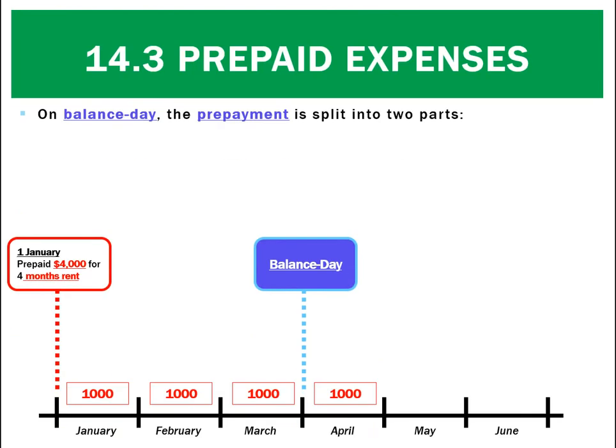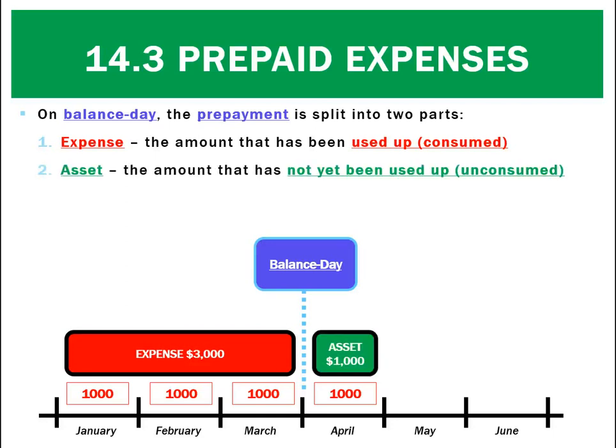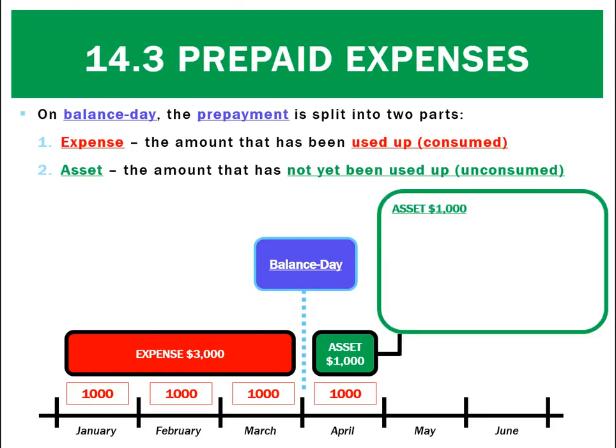So what we need to do is on balance day, split that prepayment into 2 parts. So the first part will be the expense. That's the amount that's been used up or consumed. All the economic benefits of the prepaid rent in January, February and March have been used. And the second part will be an asset. That's the rent that hasn't been consumed yet. It will provide economic benefits in the future, so that's an asset.